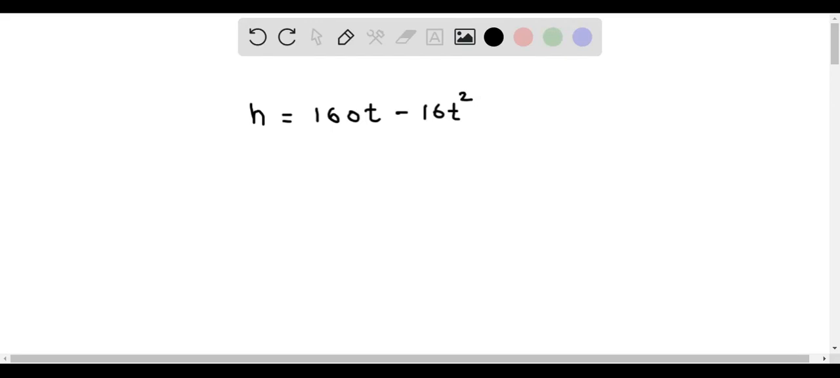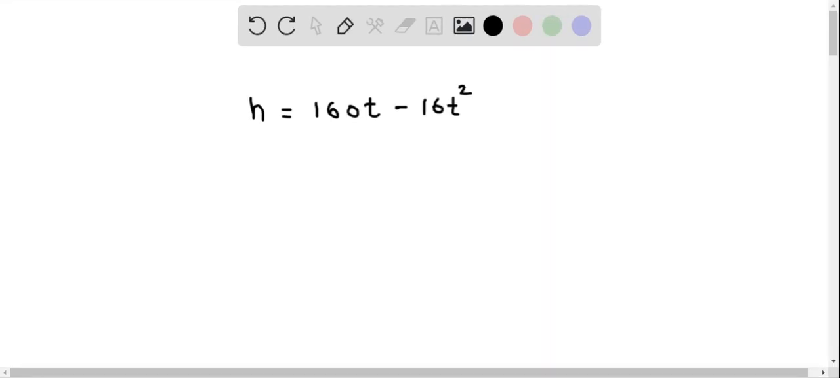We now determine the maximum height of the body that is thrown upward, and its height is given by the function h equals 160t minus 16t squared. I'll just write this h as h of t, as it is a function of height, and the maximum height is achieved at the critical point.